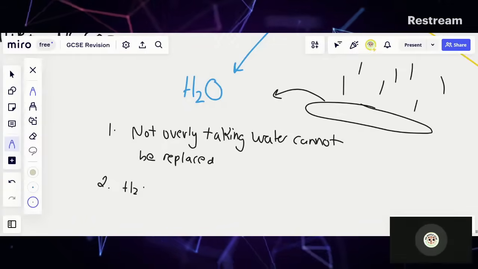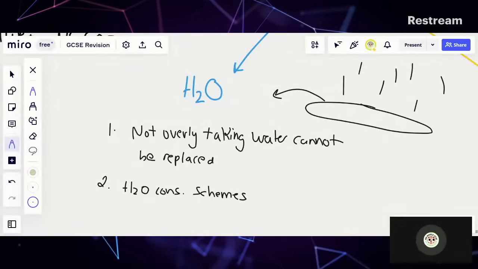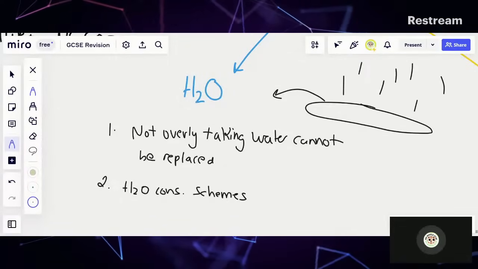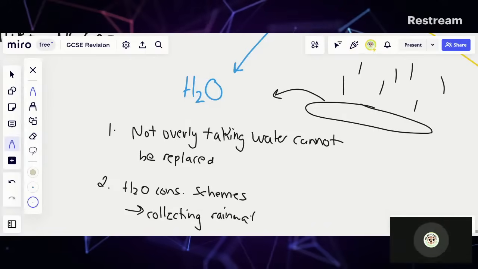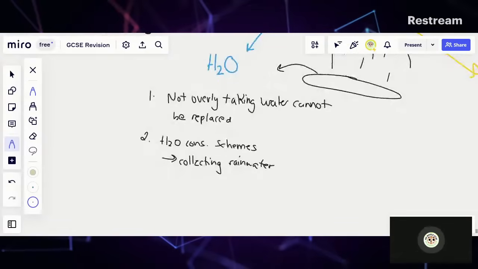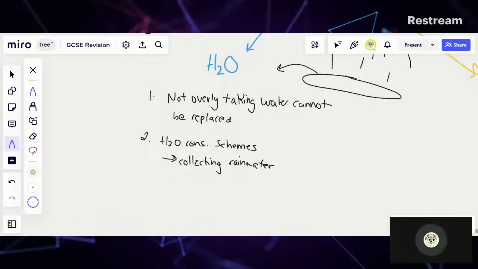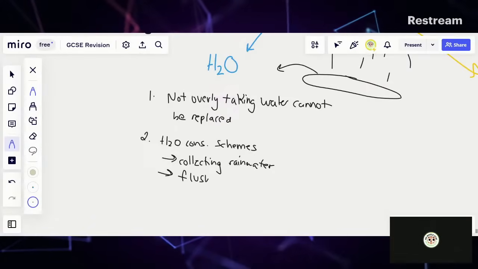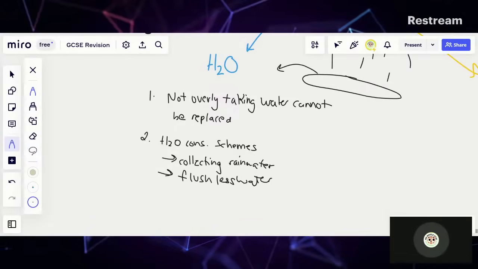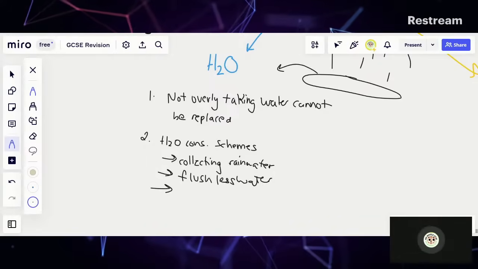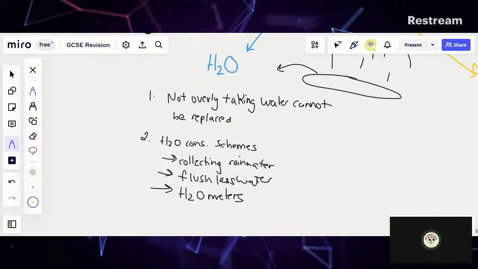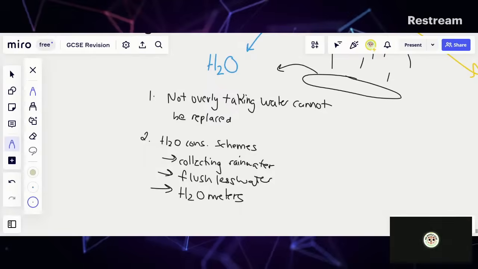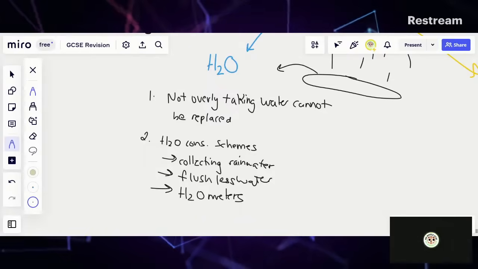Another thing is what we call streams, so different methods in order to conserve water collectively. Things such as collecting rainwater. If you collect this rainwater, you can then use it for things such as gardening instead of having to use the fresh water from the hose. You can also install toilets that flush less water. You'll be surprised at how much water is wasted when you flush a toilet. Also, installing water meters. Water meters basically tell you how much water you're using. It therefore reminds you how much you need to stop using, and also encourages people to use less water. Now, that's water conservation schemes.